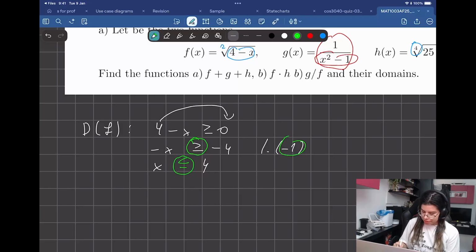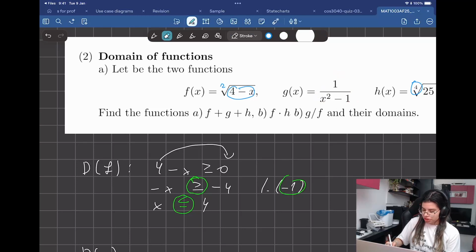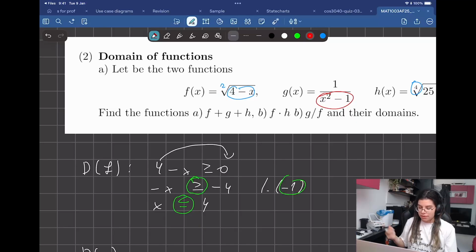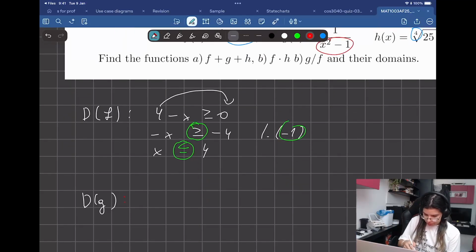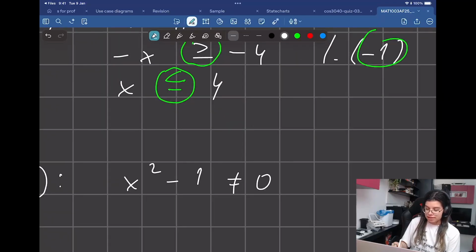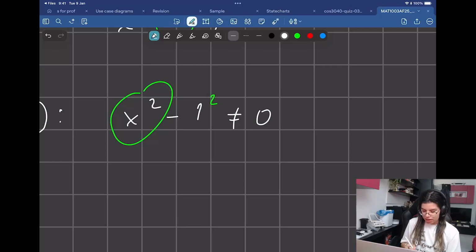Now, moving on to domain of g. We have a fraction, so we just need to make sure that the thing in the denominator is different from 0, because you cannot divide by 0, okay? So x squared minus 1 needs to be different from 0. And now this is a super recognizable and important formula. What was it called in English? Difference of squares, I believe. 1 square minus another square, because 1 can be represented as 1 squared. I hope you remember that, because it's a high school formula basically. And you have x minus 1 times x plus 1, right?